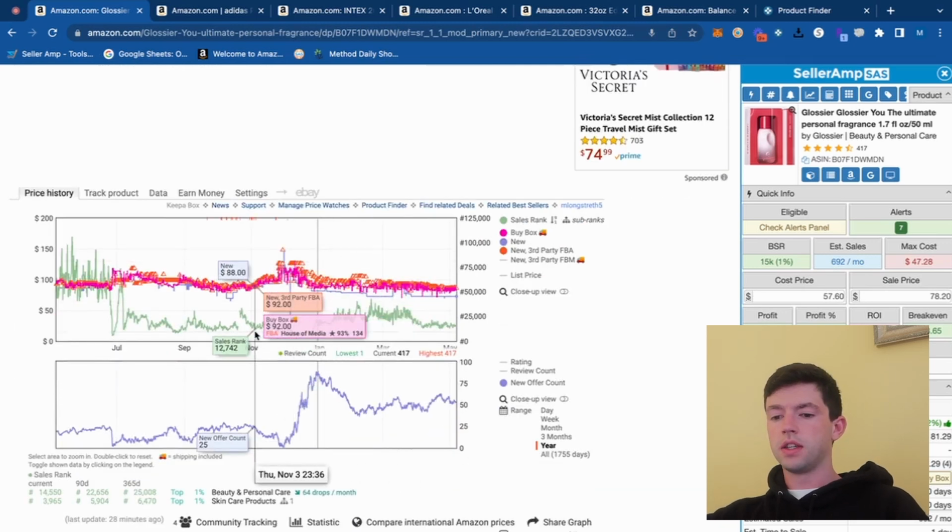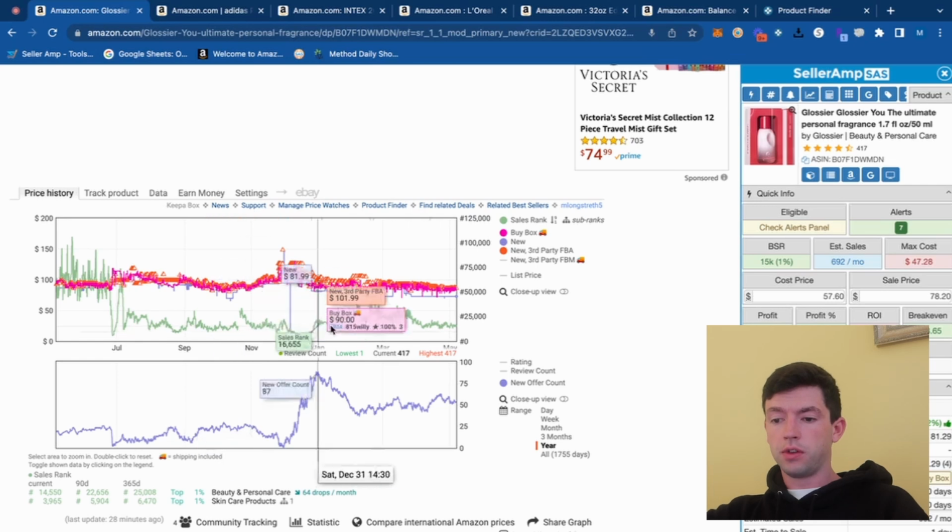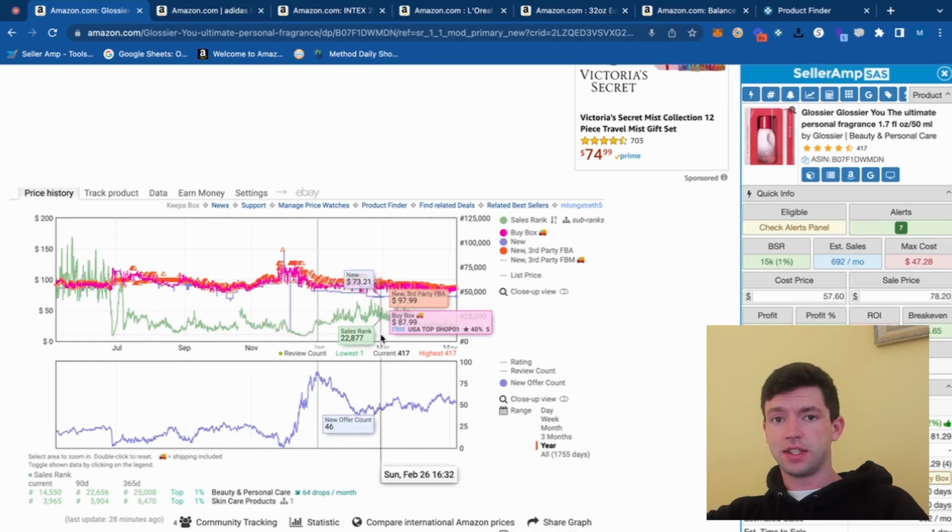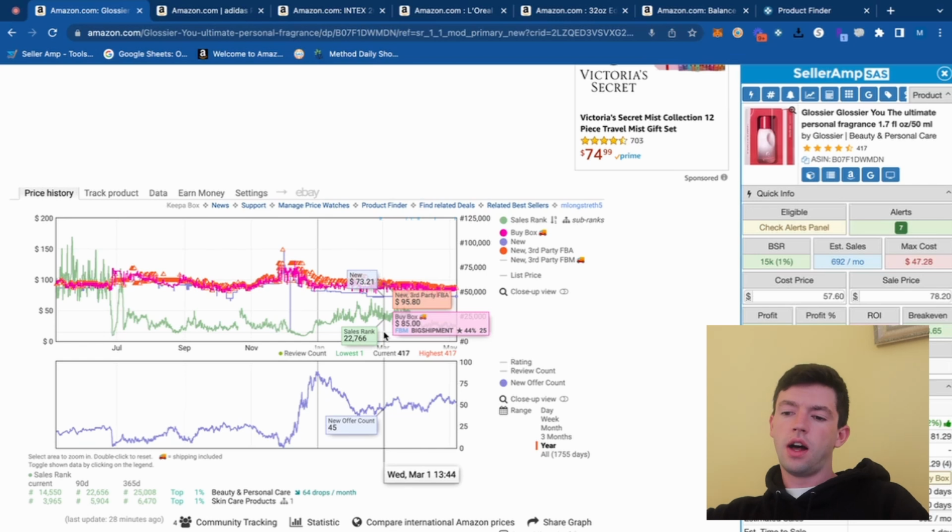Okay, so that's the basis of reading a Keepa chart. We want to identify, okay, what's it selling for now? What's it selling for over time? How fast is it selling, which is looking at the sales rank, right? If it's below 100,000, it's selling. If it's below like 30,000, 20,000, it's selling very, very quick. If it's below like 5,000, it's selling incredibly quick.